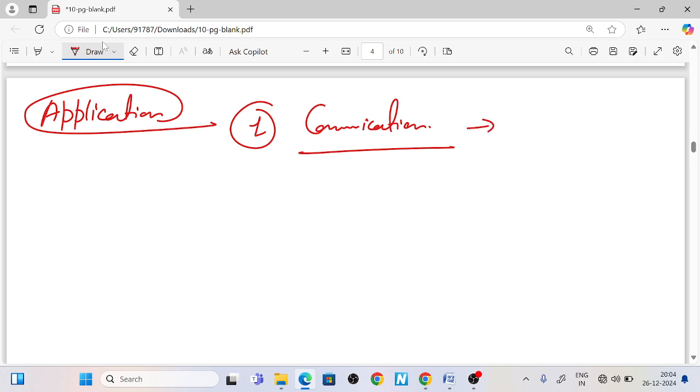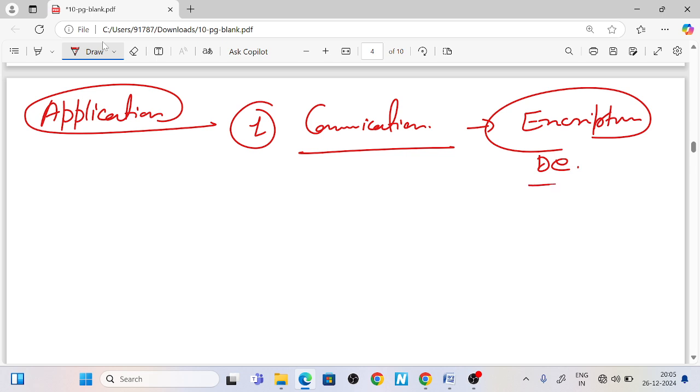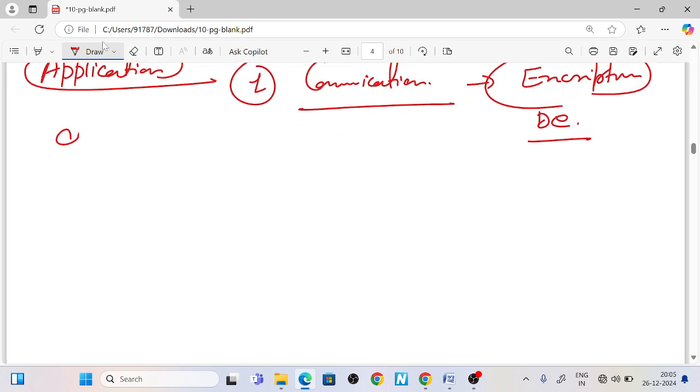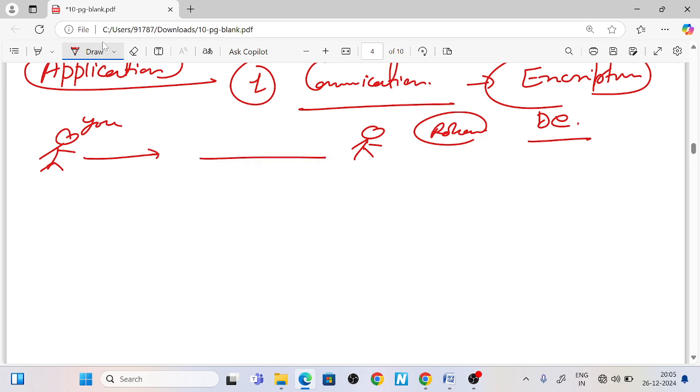Okay, you have known about encryption and decryption. See, guys, whenever you send a message to your friend, let's say Rohan, here you and here is your friend Rohan, and you send him a message like, let's have dinner tonight. What this is encrypted means there is a key to it.